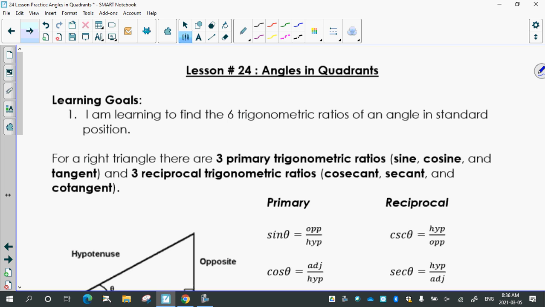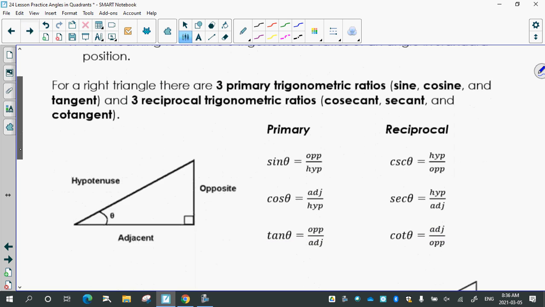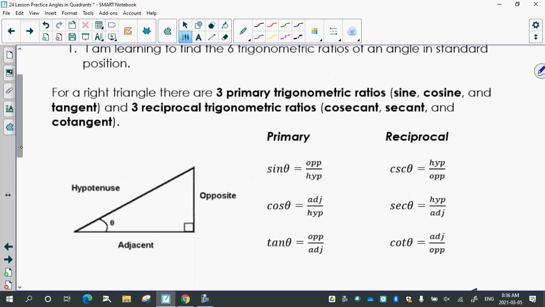All right, so we're learning to find the 6 trig ratios of an angle in standard position. So for a right triangle, there are 3 what we call primary trig ratios, and those are the ones SOHCAHTOA. Okay, so SOHCAHTOA are considered the primary trig ratios, sine, cosine, and tangent. And then there's also 3 reciprocal trig ratios. And they have weird names: cosecant, secant, and cotangent. Okay? And I've listed them for you, so you should already know the primary ones.